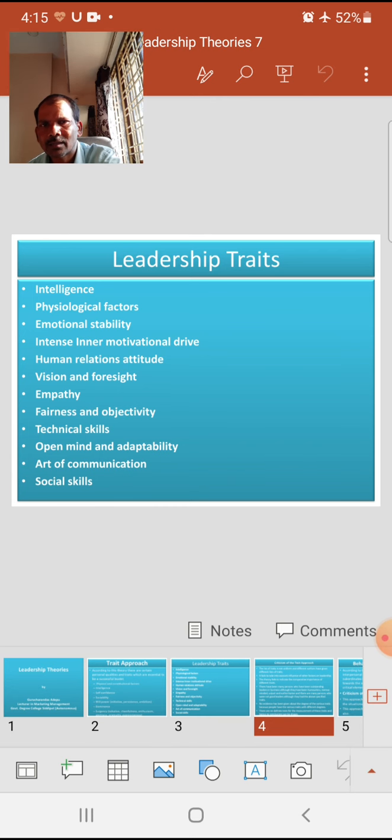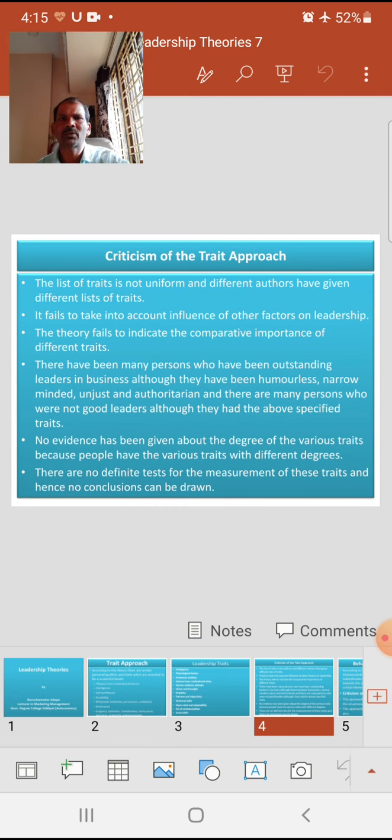Now we will see the criticism of the traits approach. Though very simple, this theory fails to produce clear-cut results. Jennings has concluded that 50 years of study has failed to produce one personality trait or set of qualities that can be used to discriminate leaders and non-leaders. In brief, this theory has been criticized on different grounds.